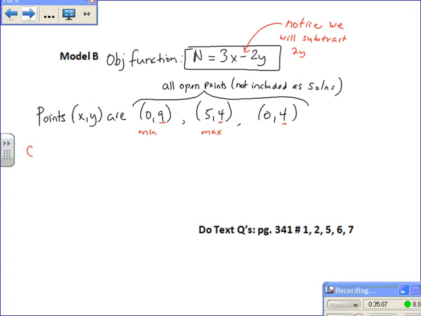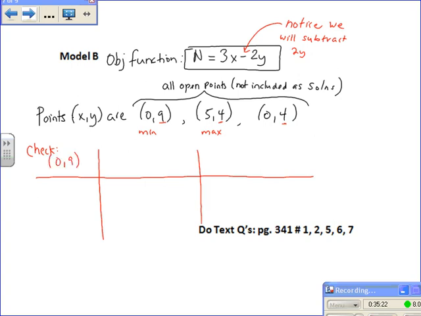By checking, I mean substituting the points into the objective function. So let's go ahead and check. I'm going to make 3 columns here, 1 for each point. The first point is (0, 9), the next point is (5, 4), and the next point is (0, 4). I'm going to plug those values for x and y into the formula I was given, n is equal to 3x minus 2y, our objective function.